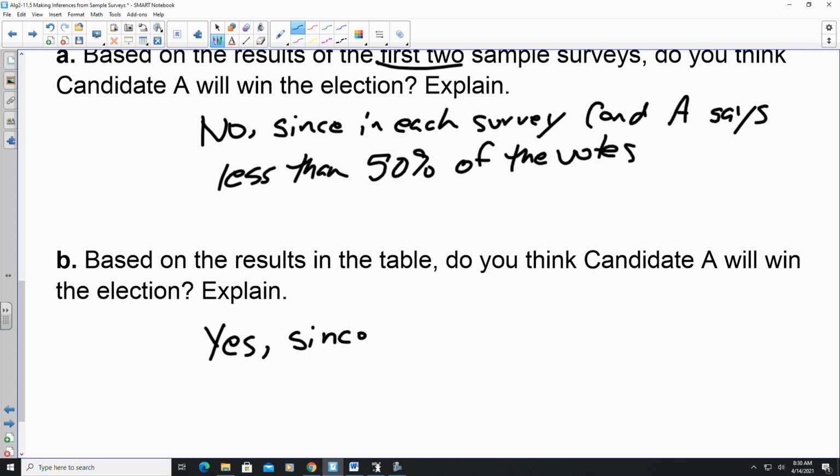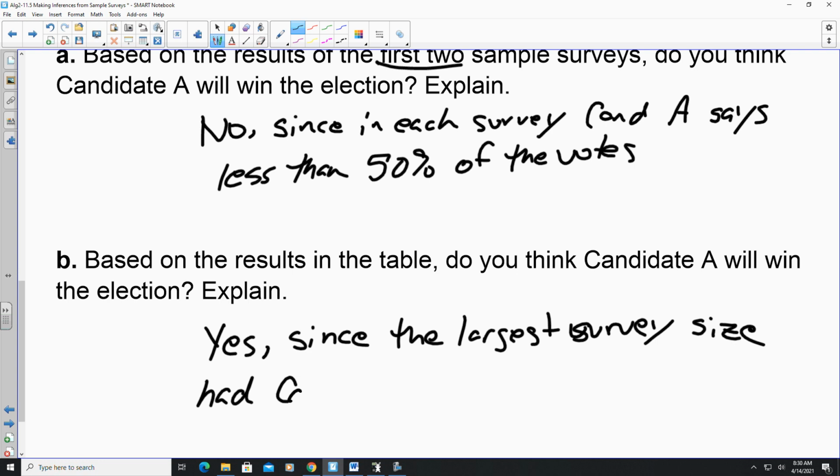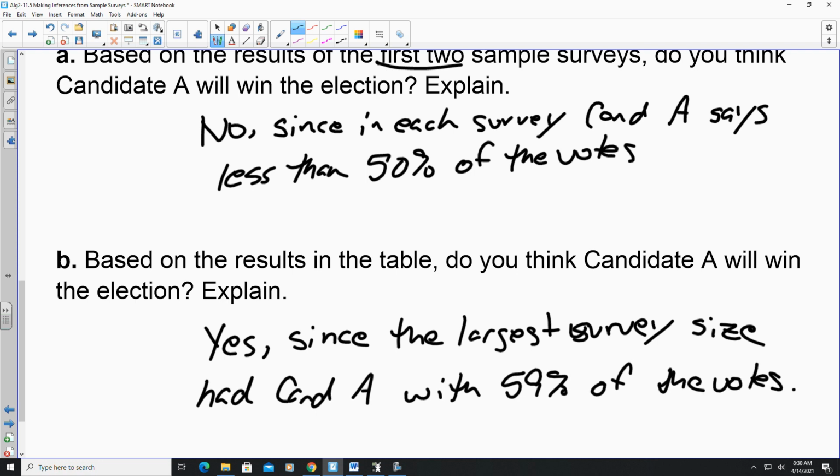since the largest survey size had candidate A with 59% of the votes. And since 59% is greater than 50%, I would say that he would have won the election based off of this survey.